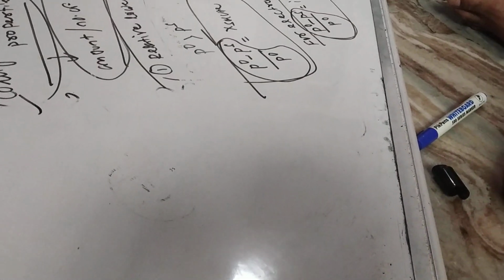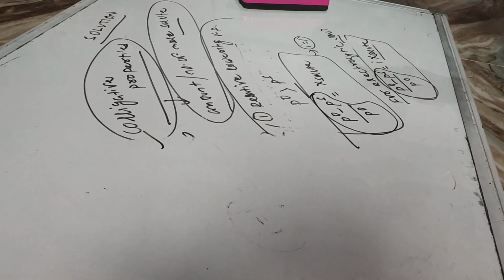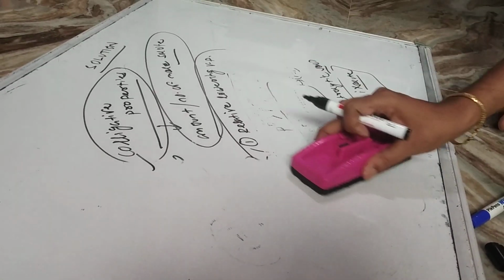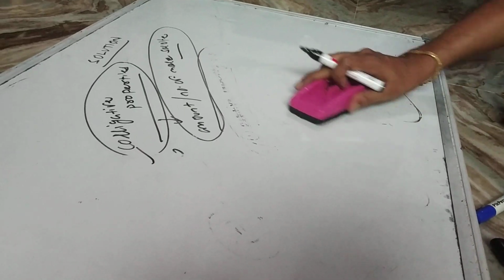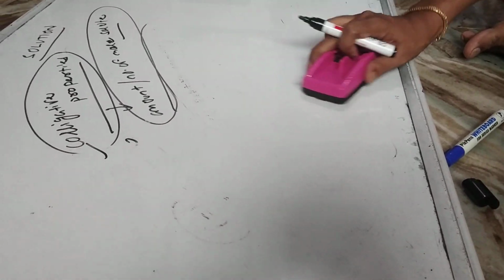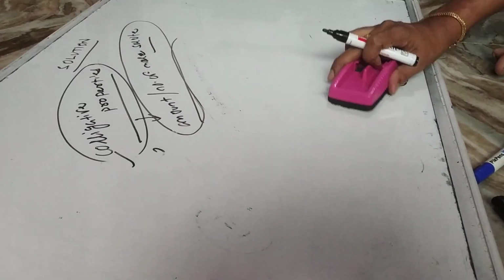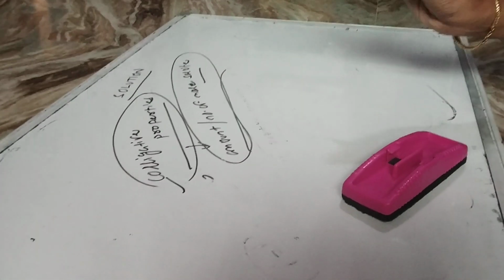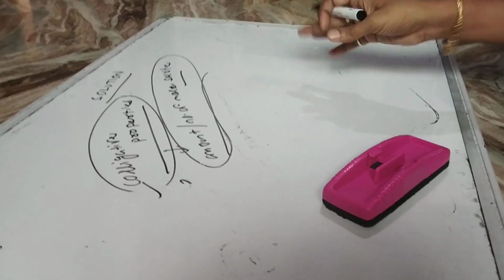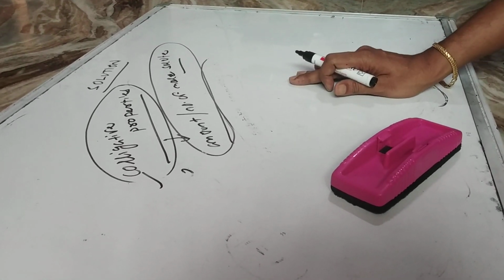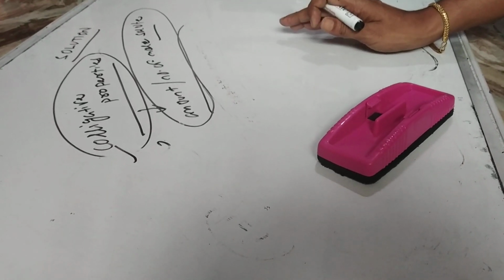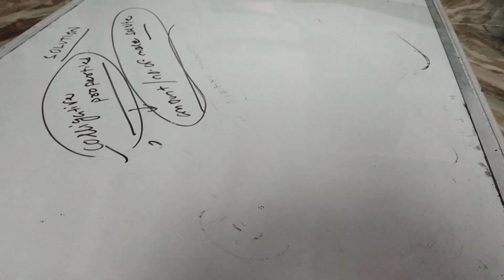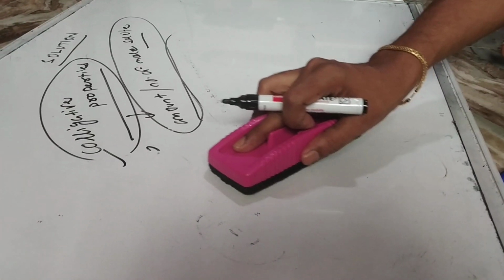Remember one thing: the relative lowering of vapor pressure is a colligative property, but the lowering of vapor pressure is not a colligative property. Lowering of vapor pressure is nothing but the vapor pressure of solvent minus vapor pressure of solution. And we know whatever may be the amount you are adding, the vapor pressure of solvent is always greater than the vapor pressure of solution, whatever may be the amount of non-volatile solute you are adding. And for that reason, we say lowering of vapor pressure is not a colligative property, but relative lowering of vapor pressure is a colligative property.